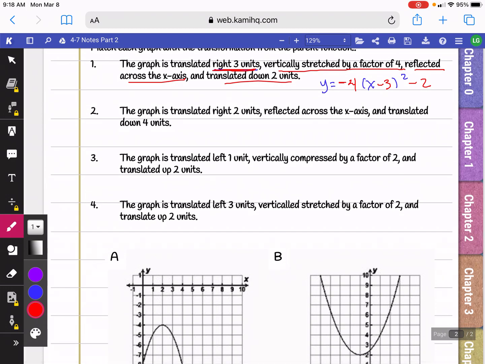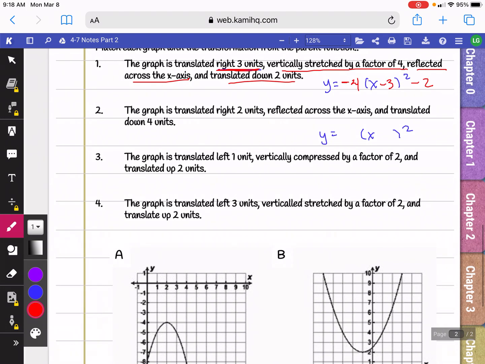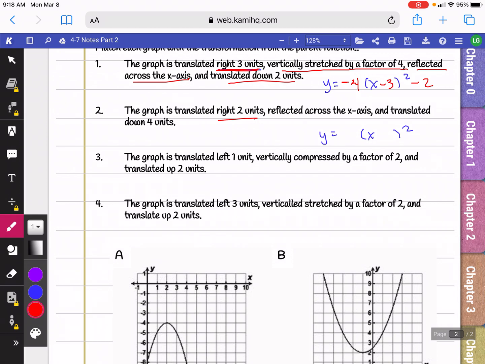Question 2 says the graph is translated right 2 units. So I'm going to set up my equation. And then it's translated to the right 2 units. That goes in the parentheses. And remember we said right was minus. It's reflected across the x, so it's going to be a negative equation. And it's translated down 4. So I'm going to have a minus 4 at the end.